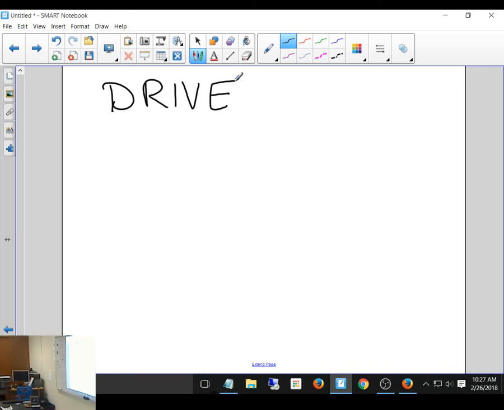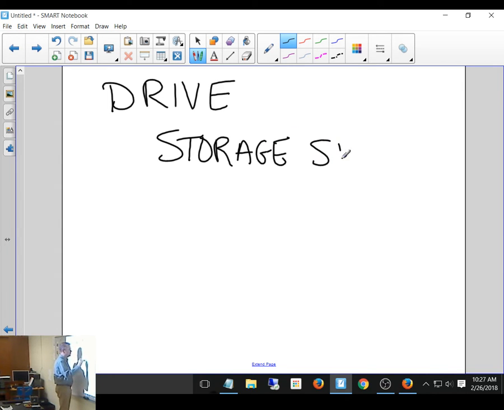Thing that we look for when we talk about drives. What? Storage size. Storage size, okay? Because that's the whole point. The whole point of a drive is storage, okay? So the single most important thing that people look at is storage space. So that's going to be our number one thing that we need to make sure that we're keeping track of when people are giving these presentations, okay?